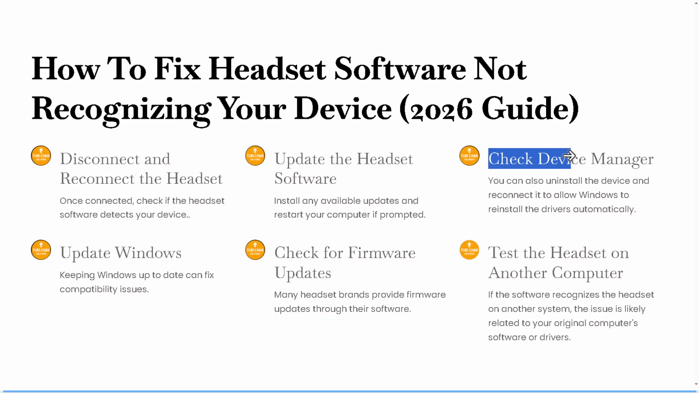And then you need to check your device manager. On Windows, press Windows button plus X and select Device Manager. Expand sections such as audio inputs and outputs, sound, video and game controllers, and universal serial bus controllers. Now, if you see a warning icon next to your headset, right-click it and choose Update Driver. You can also uninstall the device and reconnect it to allow Windows to reinstall the drivers automatically. And of course, after that, don't forget to update Windows.